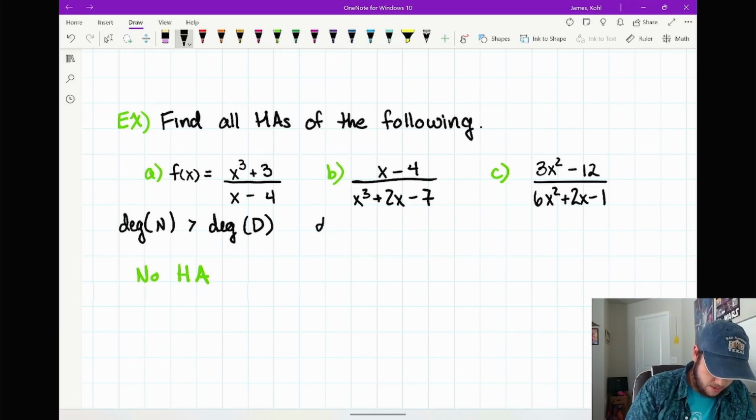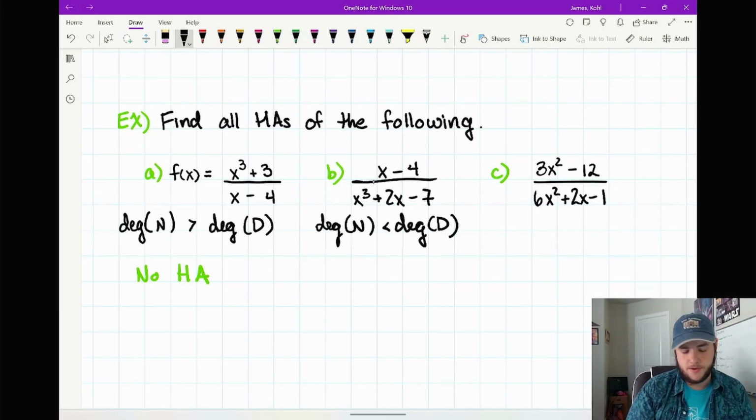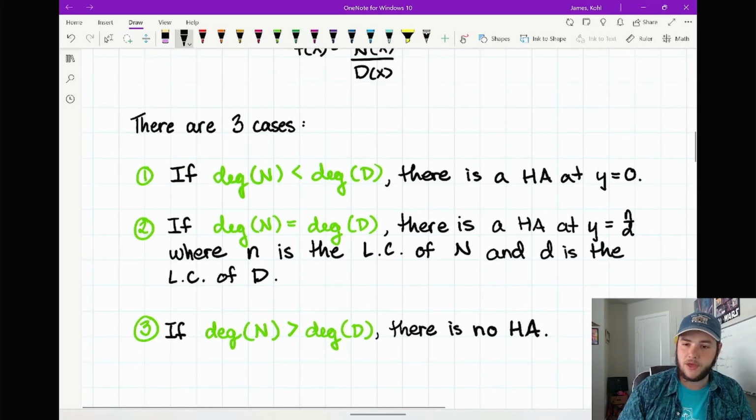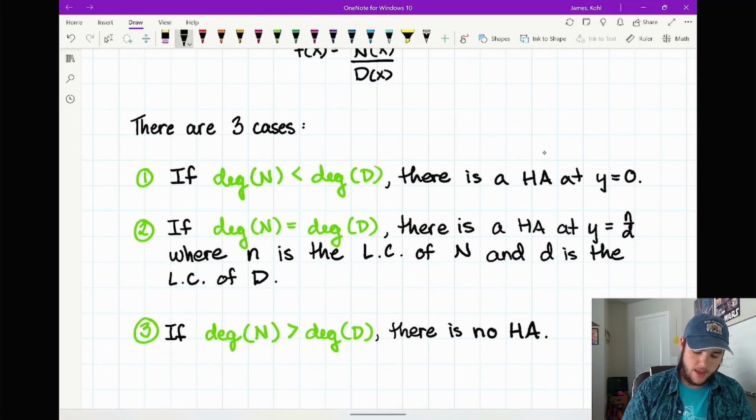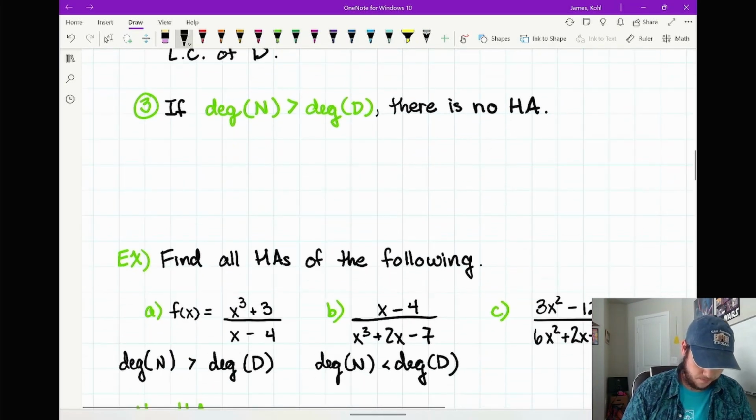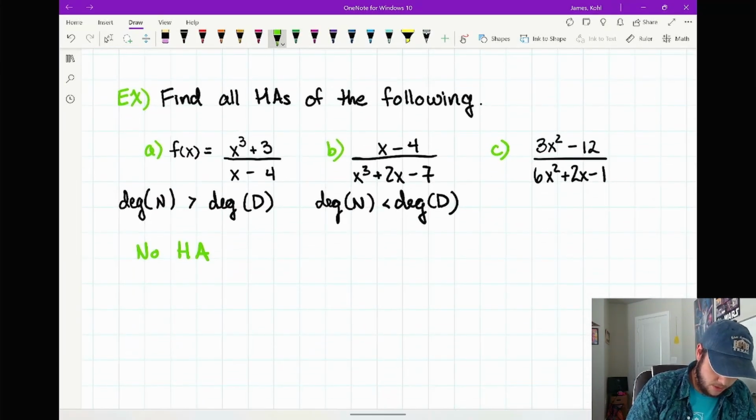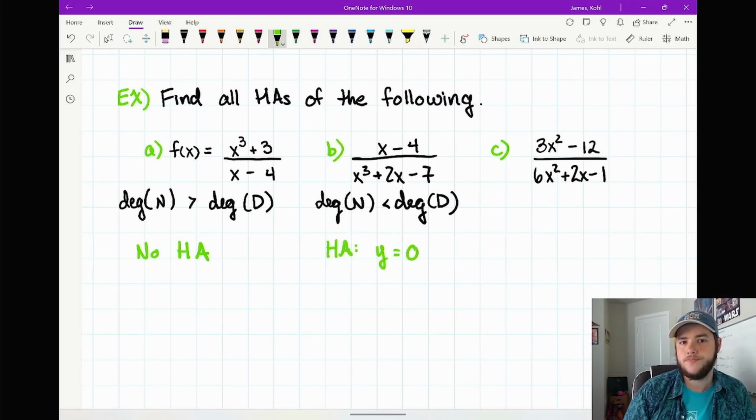Let's try part B now. In part B, the degree of the numerator is smaller than the degree of the denominator. Right? This is just part A flipped over. Here I've got degree 1 in the numerator and degree 3 in the denominator. Remember, degree is the highest power of x that shows up. So, according to my rules, this is case 1, and y equals 0 is a horizontal asymptote. So, I have a horizontal asymptote at y equals 0.